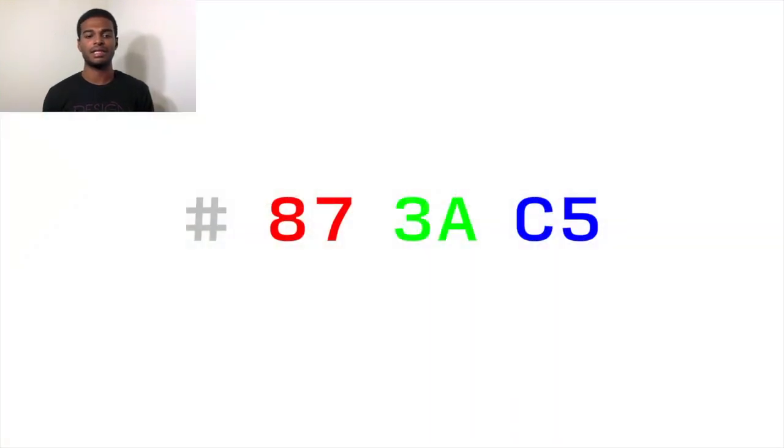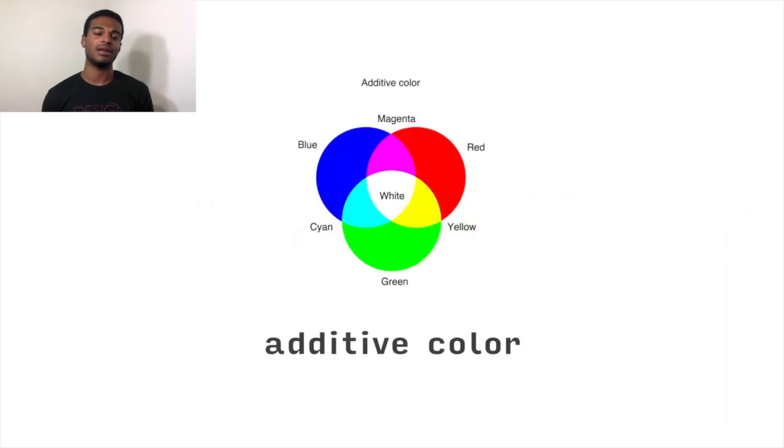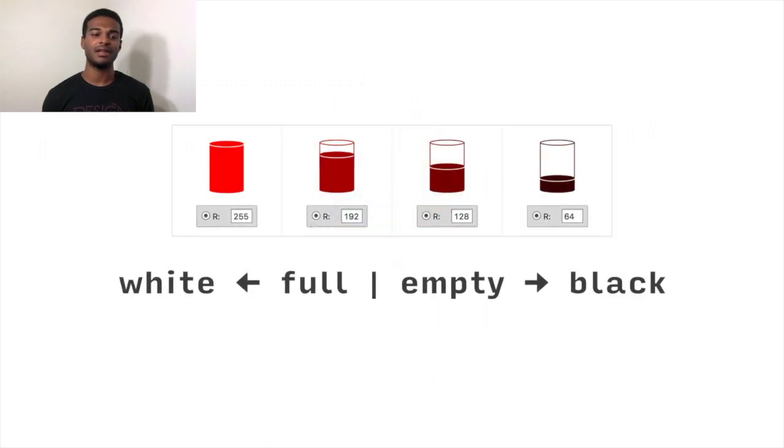The first thing to know is that digital colors are usually split into three channels, red, green, and blue. We call this color model RGB. The second thing to know is that RGB color is additive. That means mixing all three full channels together gives us pure white. In additive color, fuller channels move our color towards white, emptier ones move it towards black.